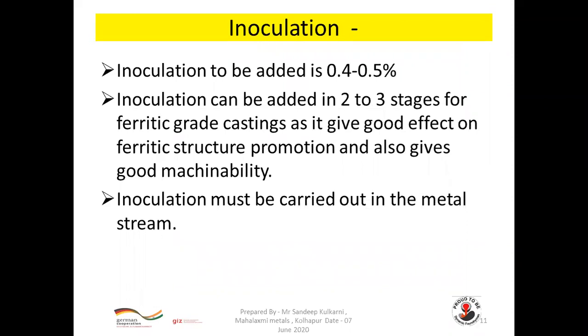Inoculation. Inoculation is very important in achieving ferritic grade. Inoculation to be added is 0.4 to 0.5%. Inoculation can be added in 2 to 3 stages for ferritic grade casting as it gives good effect on ferritic structure and also gives good machinability. Inoculation must be carried out in the metal stream.